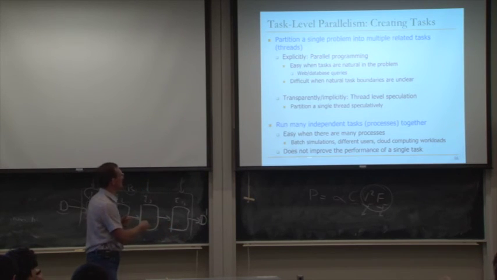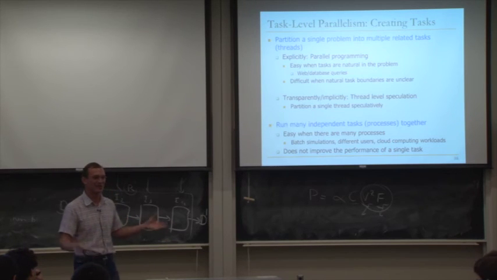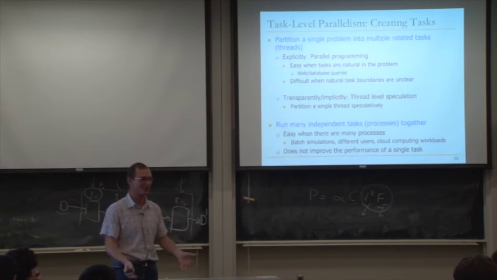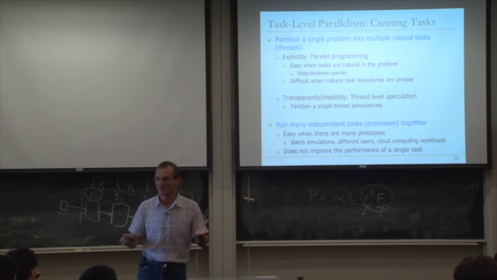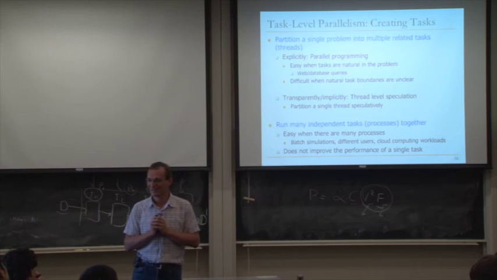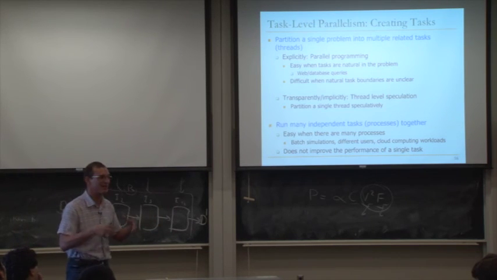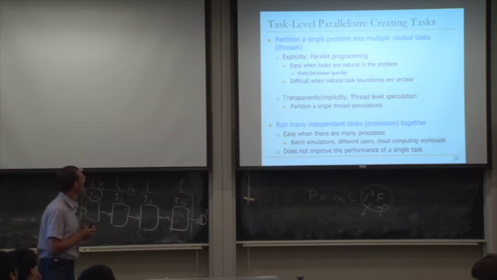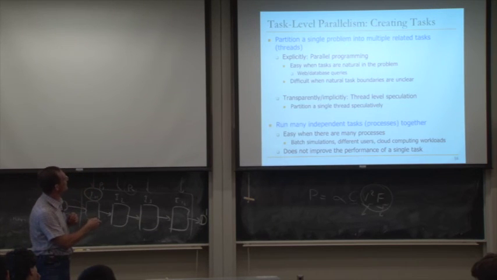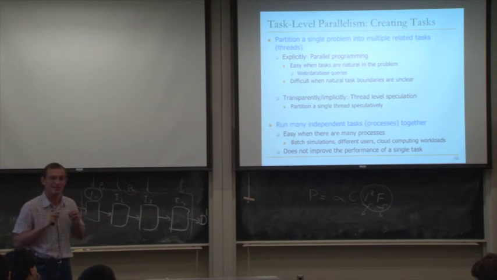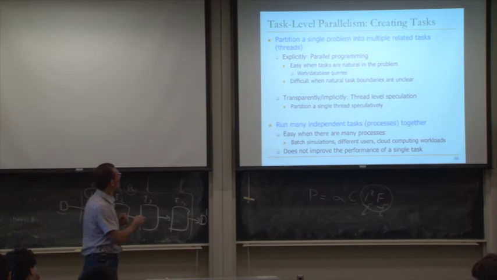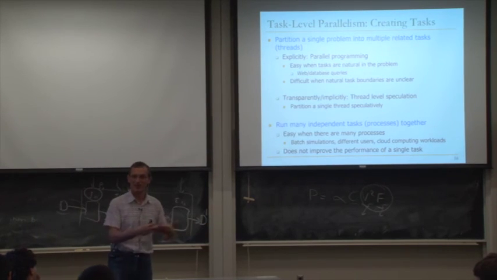The downside of this is it doesn't improve the performance of a single task. If you create tasks this way, you basically need to wait for independent tasks to somehow arrive. But if you have a single problem that you need to solve, then you somehow need to create these tasks. You need to create tasks that are related and that cooperate to solve that single problem. You could do this explicitly by doing parallel programming.